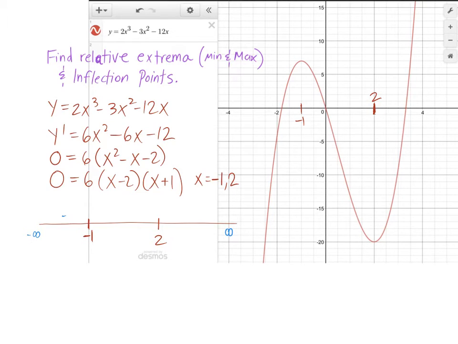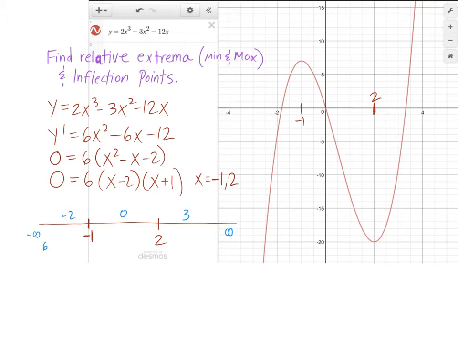So I'm going to choose -2, 0, and 3 because they're just nice, easy numbers to work with. And what I want to do is plug these into the derivative, because the derivative will tell me if it's positive, my function's increasing. If it's negative, my function's decreasing. I'm going to plug into the factored version.